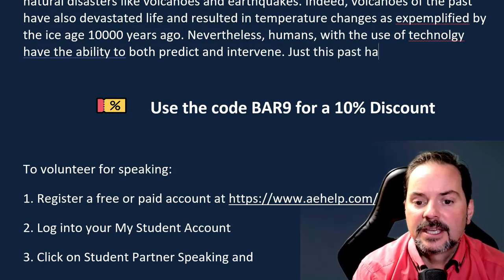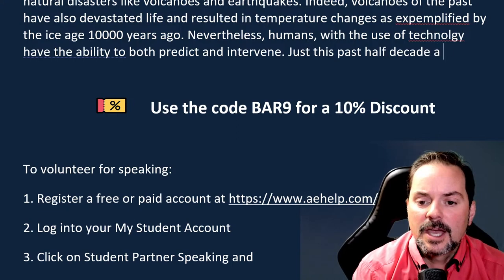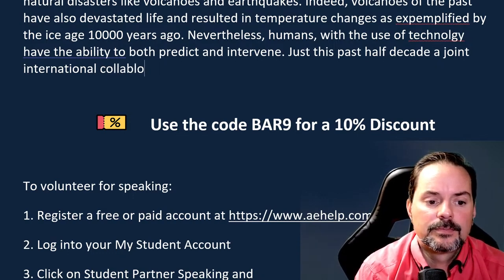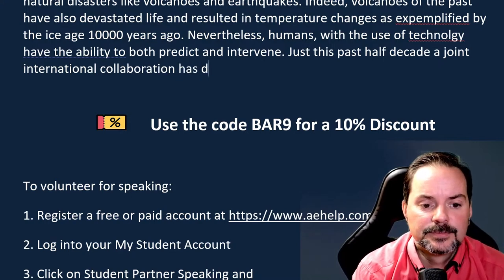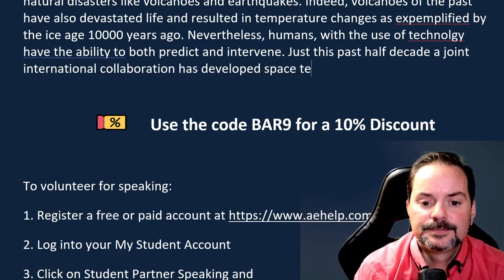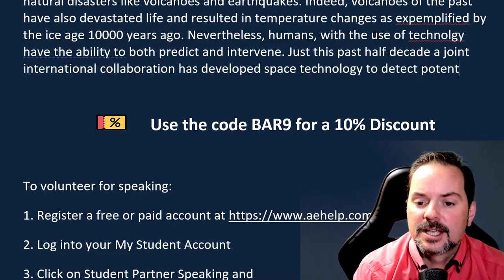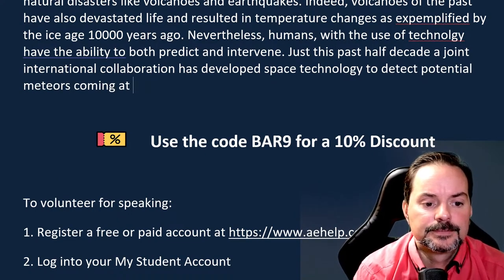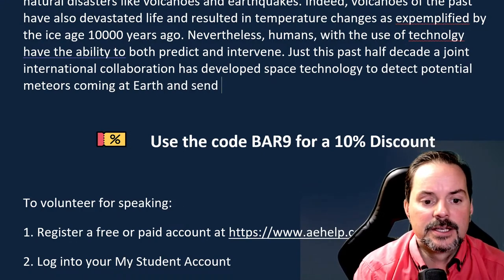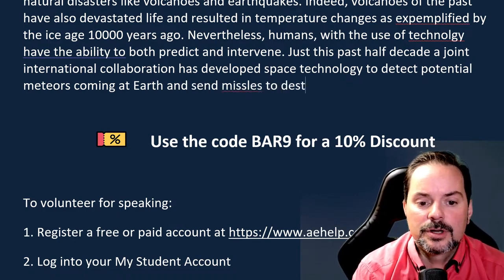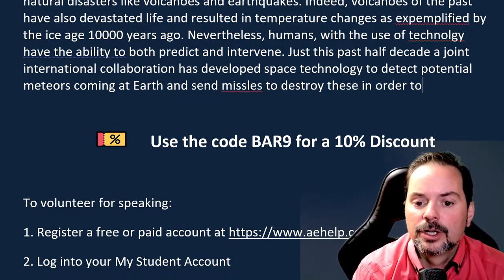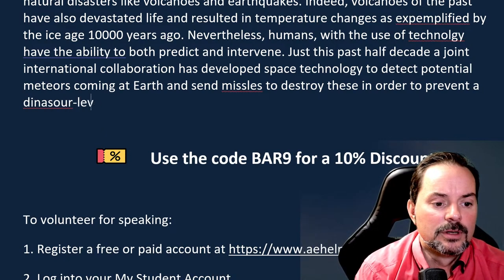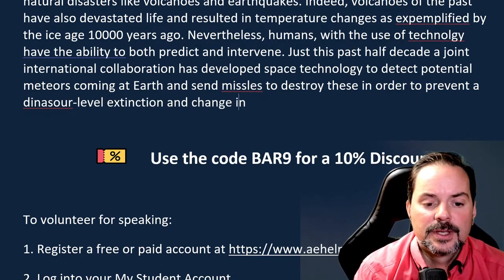Just this past half decade, a joint international effort or collaboration has developed space technology to detect potential meteors coming at Earth and send missiles to destroy these in order to prevent a dinosaur-level extinction and change in the environment.